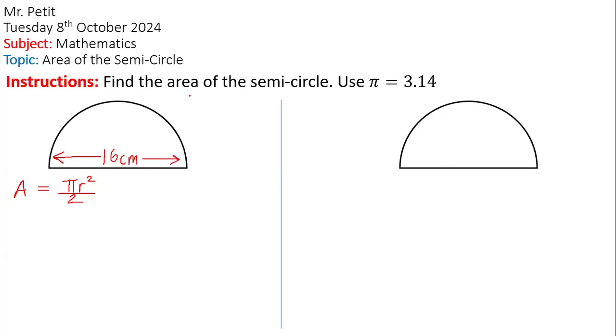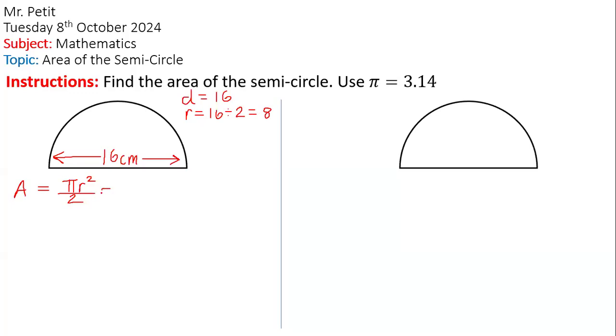Actually, the diameter is 16. The diameter is 16. The radius is going to be what? 8. It's half of the diameter, half of 16. Exactly. So 16 divided by what? 2. 16 divided by 2 gives us what? 8. Very good. So what is our radius? Our radius is 8.